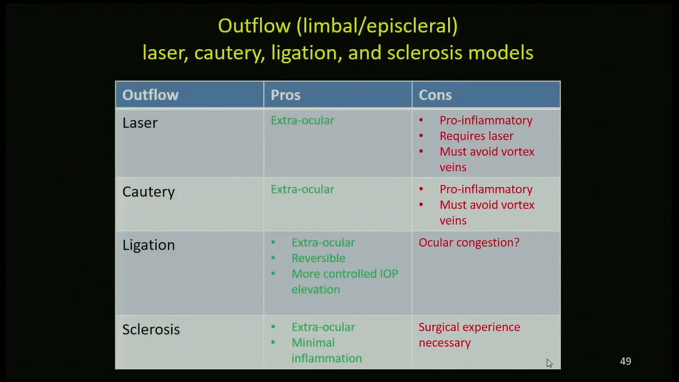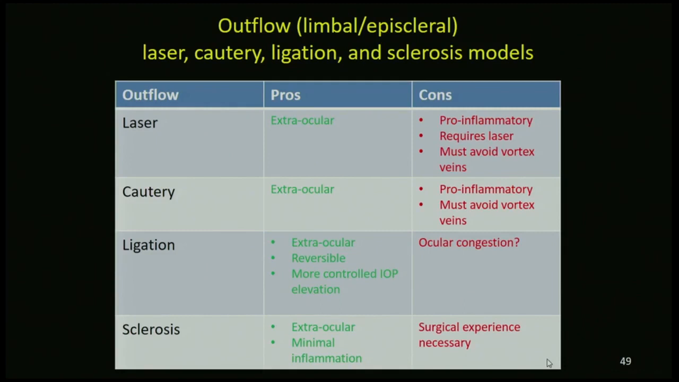So what are all the pros and cons of these outflow obstruction models? Well, with the laser model, it is extraocular, so it's a little bit easier. You don't have to do any intraocular surgery. However, laser is fairly pro-inflammatory. We know this in humans. You laser an eye, and you usually need to put them on steroid eye drops, or else they get very inflamed. It does require a laser, and again, you must take care to avoid the vortex veins if you are just trying to target the episcleral vessels. Very similar pros and cons for cautery.